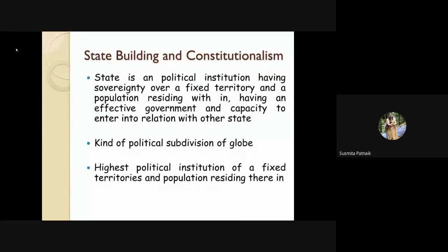Political system is that it has control over every bit of life in the society. It has the capacity to control the person who resides in the society, so it should have a political institution.